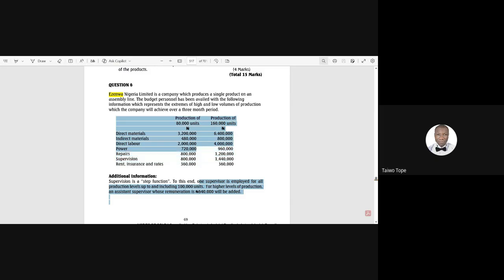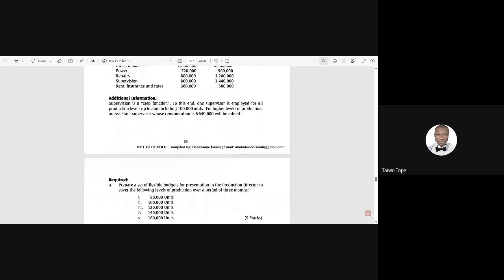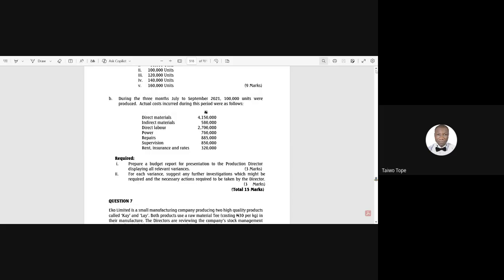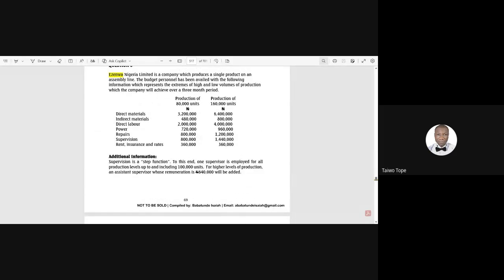Now you can see in this question we have the issue of power, repairs, supervision, rent and insurance. These are overheads. So there is additional information relating to that, if I'm not mistaken. Let me see. Yes, supervision is a step function. So this is a step cost. To this end, one supervisor is employed for all production levels up to and including 100,000 units. It means up to 100,000 units, just one supervisor is employed.